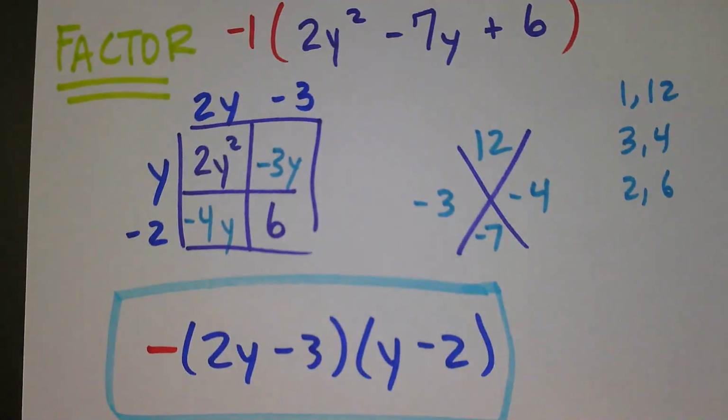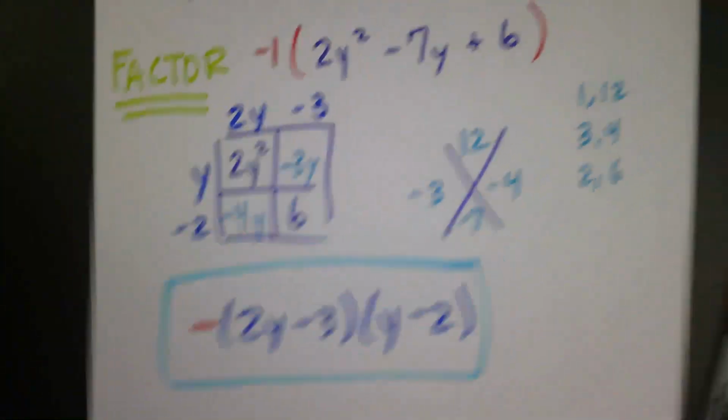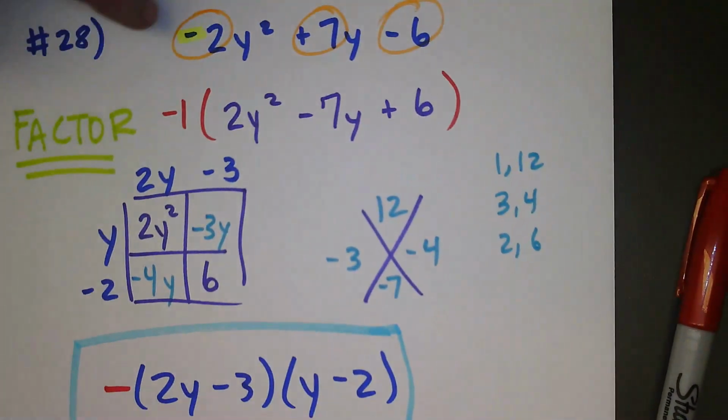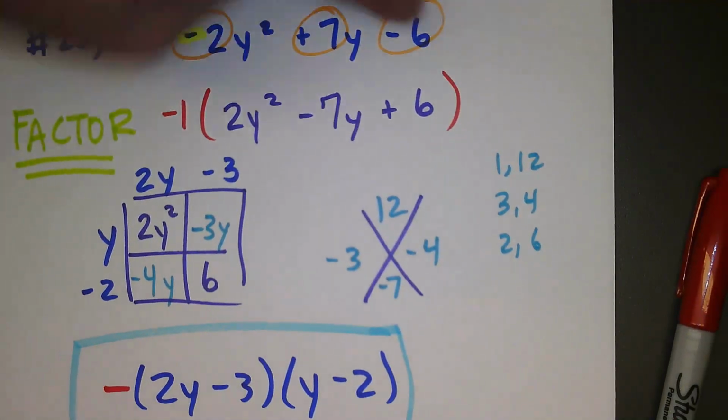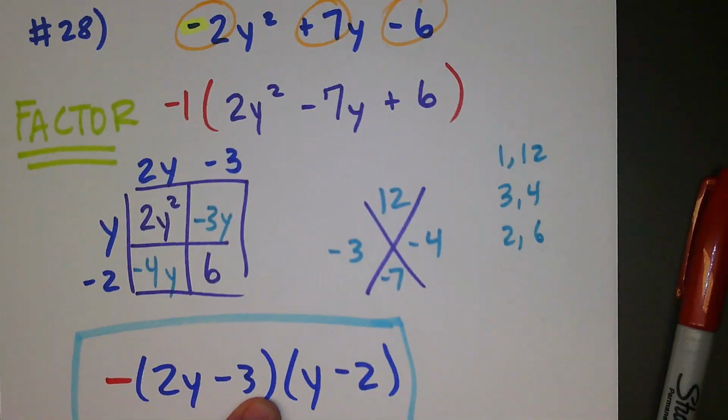All right, we factored this problem, -2y squared plus 7y minus 6, and ended up here, -(2y minus 3)(y minus 2).